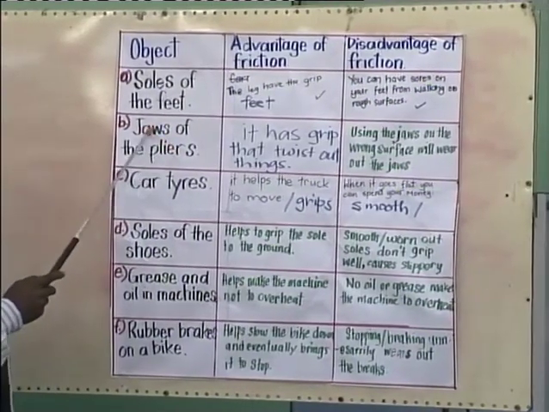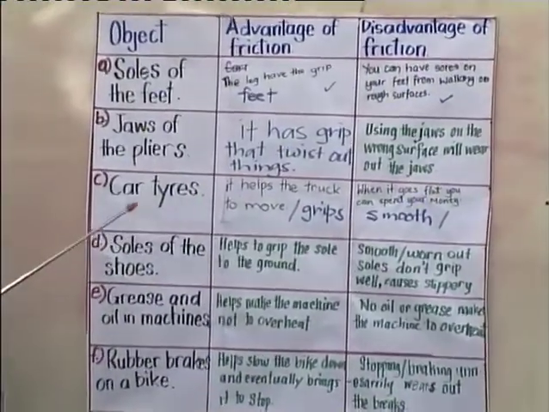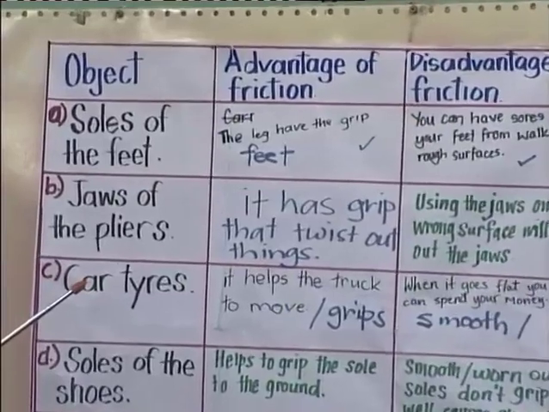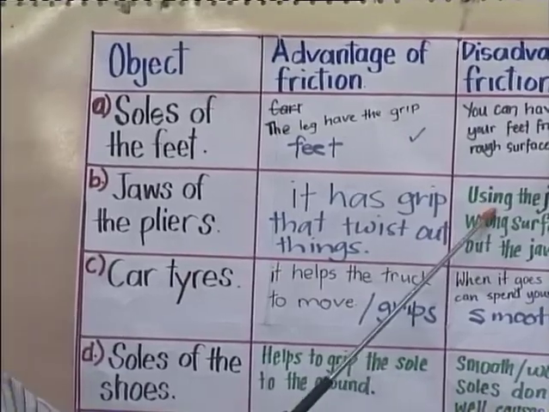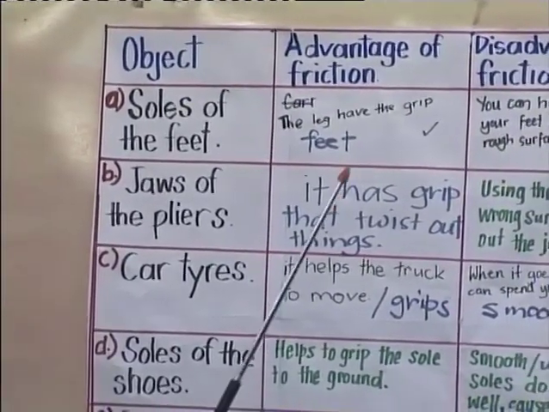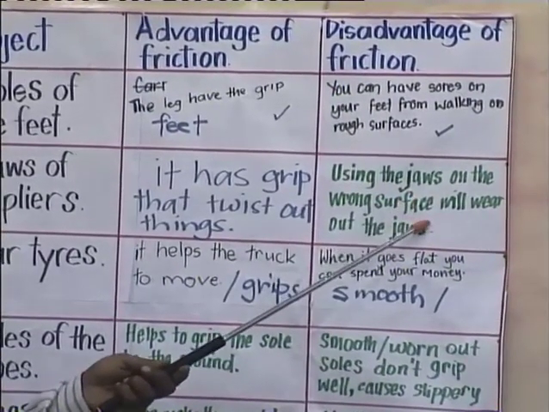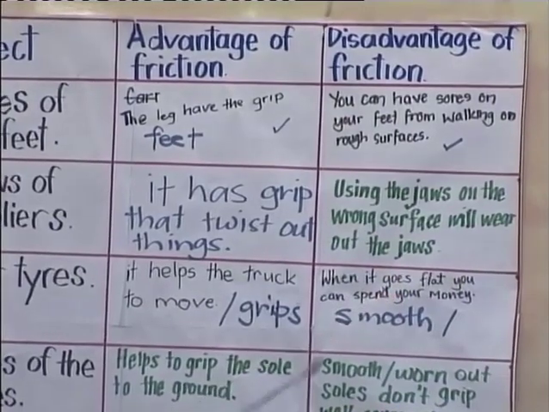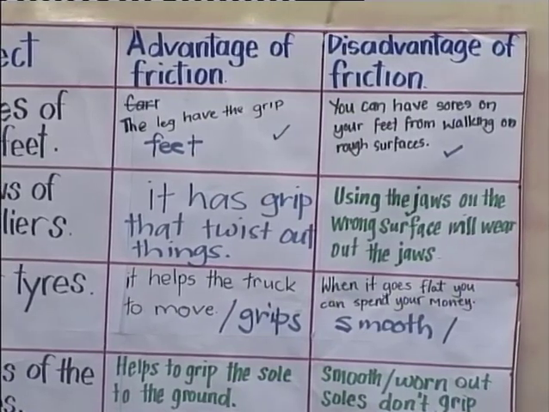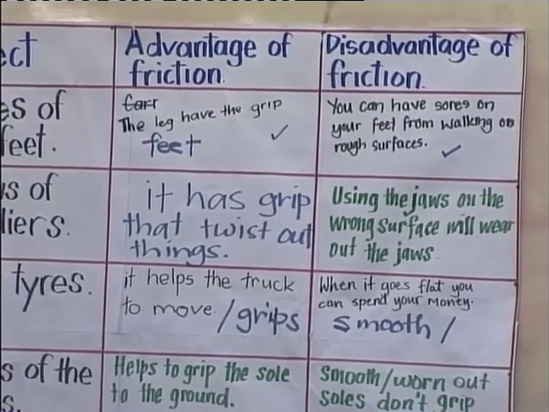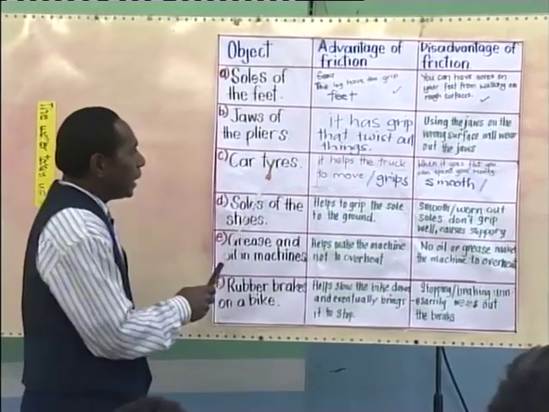Now, in our previous lesson, we looked at the jaws of the pliers, and the advantage which the model class gave was that it has grip that twists all things. One of the disadvantages is if you use the jaws on a round surface, it will wear out the jaws of the pliers, the teeth, the ridge of the pliers, because of friction on the round thing. Okay, that was one thing.